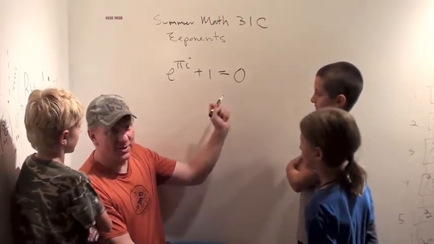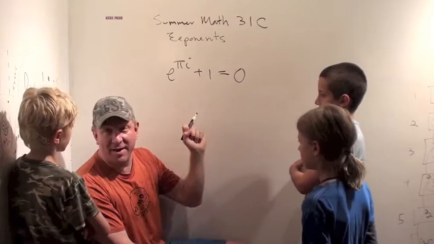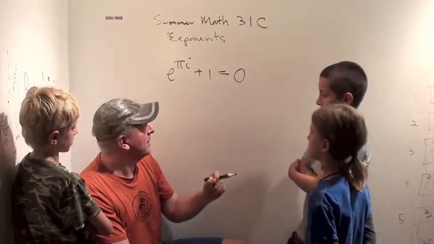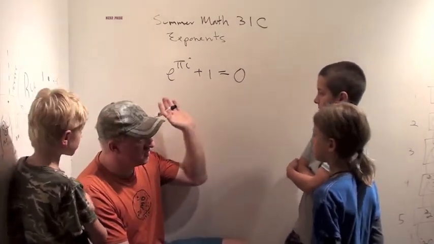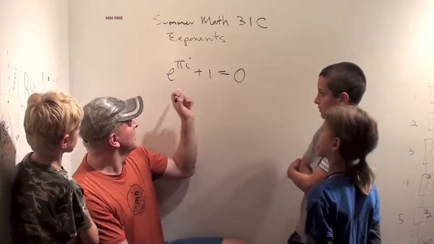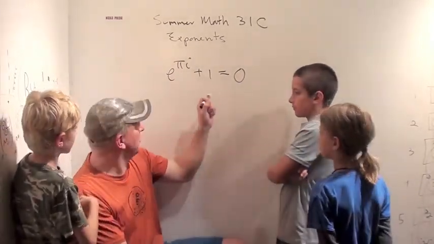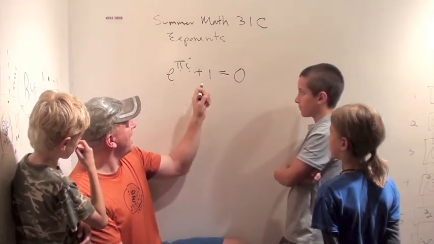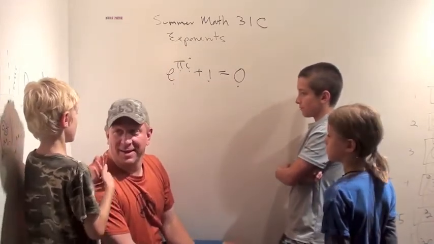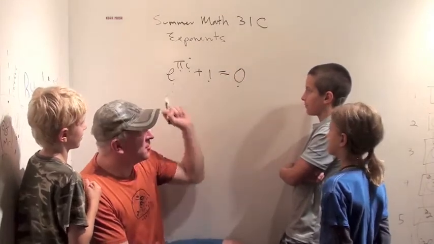Euler came up with this equation. This is called Euler's equation. It has the 5 most famous numbers in math. I'm not going to explain why this equation is true. I'm just showing it to you because it's kind of neat. E to the pi i plus 1 equals 0. So it has the 5 most famous numbers in math: e, pi, i, 1, and 0. Super awesome equation, right?